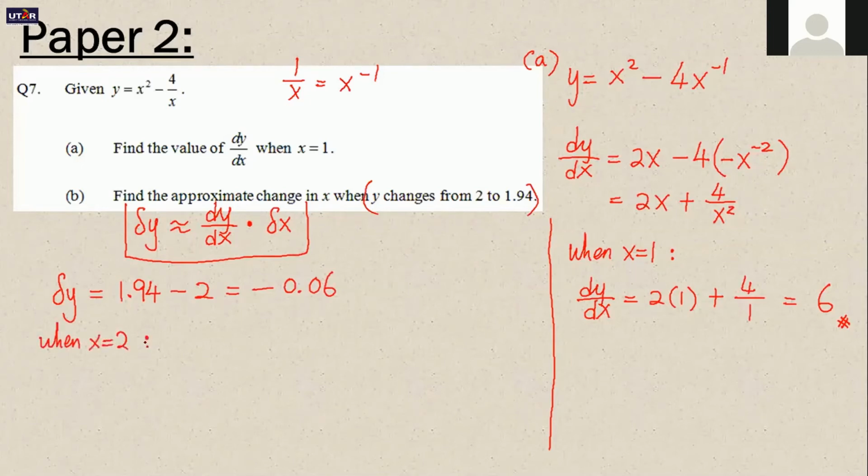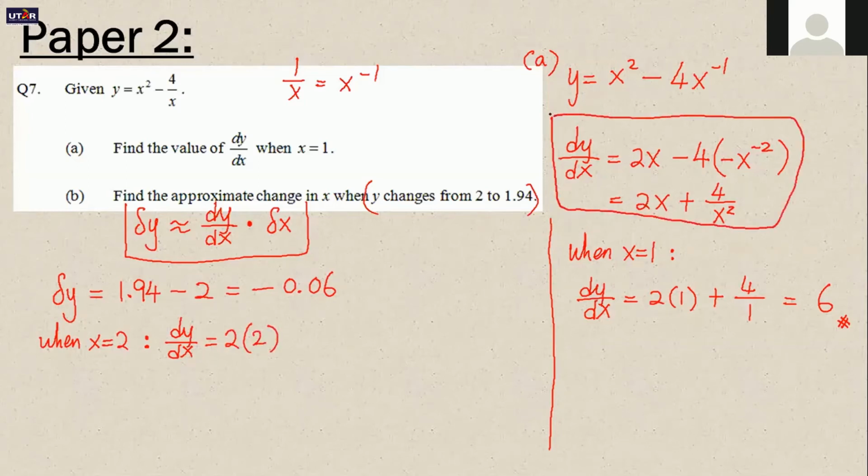Right? When x equals 2, original value of the dy over dx. So when x equals 2, what is the value of dy over dx? So dy over dx will be 2 times 2, right? So dy over dx is right here. When x equals 2, you have 2 times 2 plus 4 divided by 2 squared. So from here, 4 plus 1, we have 5.